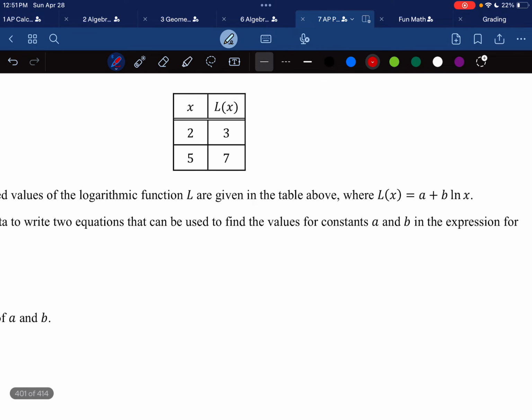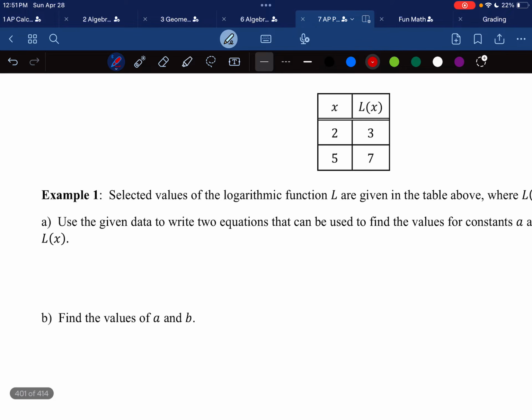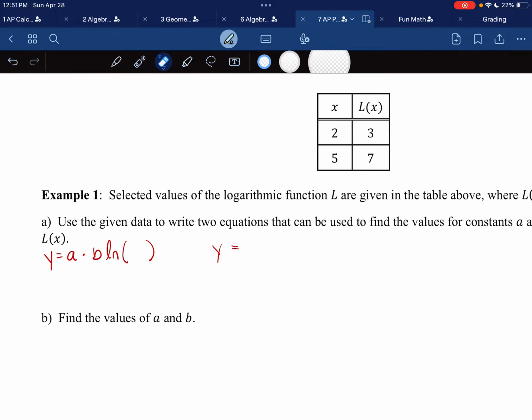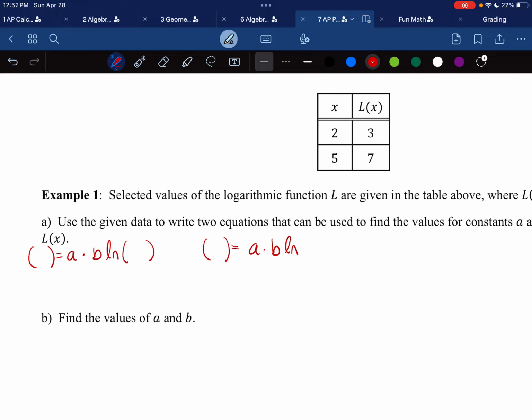I'm going to say, it's going to be a plus natural log. Okay, so it's going to be y is equal to a times b times natural log of my input. And I'm going to write that again. Maybe I'm not going to do a y because that's my output. I'm going to put an output right here. So I'm going to come over here and say my output is equal to a times b times natural log of my input.